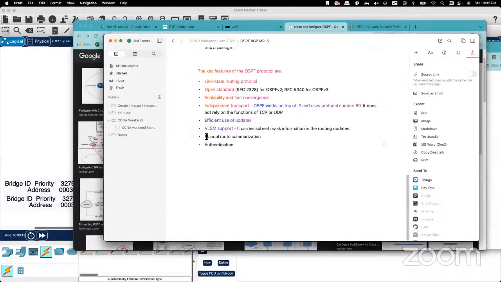Okay, so now the manual route summarization. What is manual route summarization? You can club a lot of routes together, right? So if you want to send a lot of routes, what will you do? You will do manual summarization. It's like supernetting. So what is subnetting? Dividing a big block of network into smaller parts. But if you want to share a lot of routes... let me ask you an interview question.